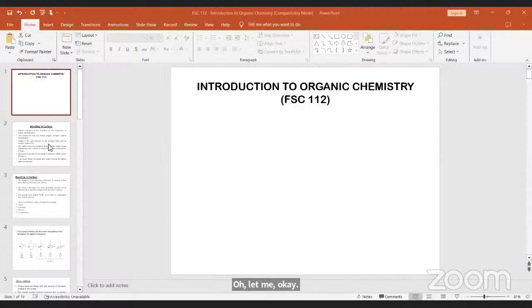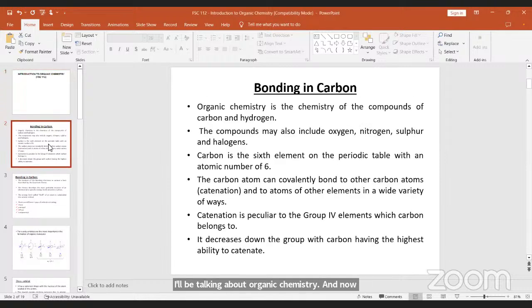All right, as I was saying, this is the last part of the last leg of the journey so far in FSC112, and we'll be talking about organic chemistry. Without wasting too much time, we all know that organic chemistry is about the chemistry of carbon. By now, you know that carbon is the sixth element on the periodic table. In other words, carbon has 6 protons. The elements are grouped according to the number of protons that they have, so carbon has 6 protons in its nucleus.